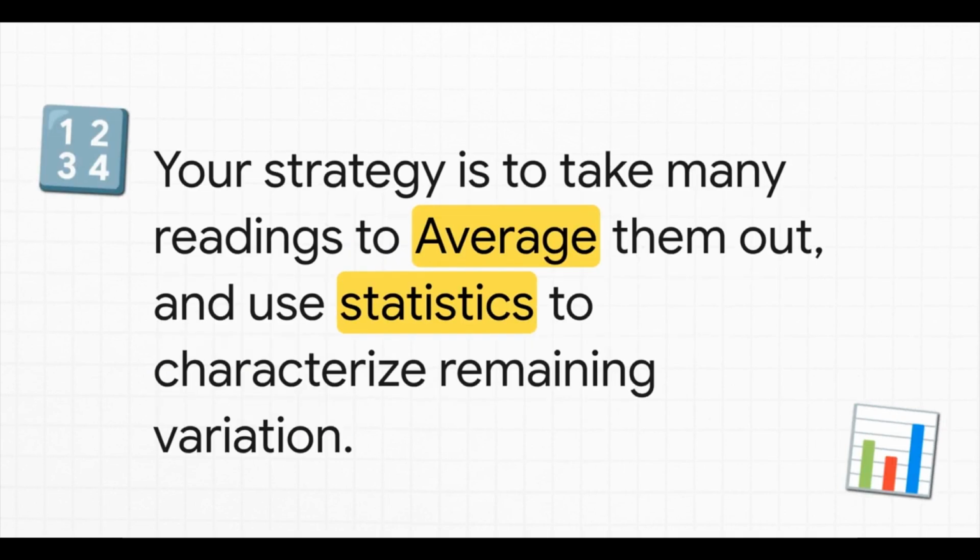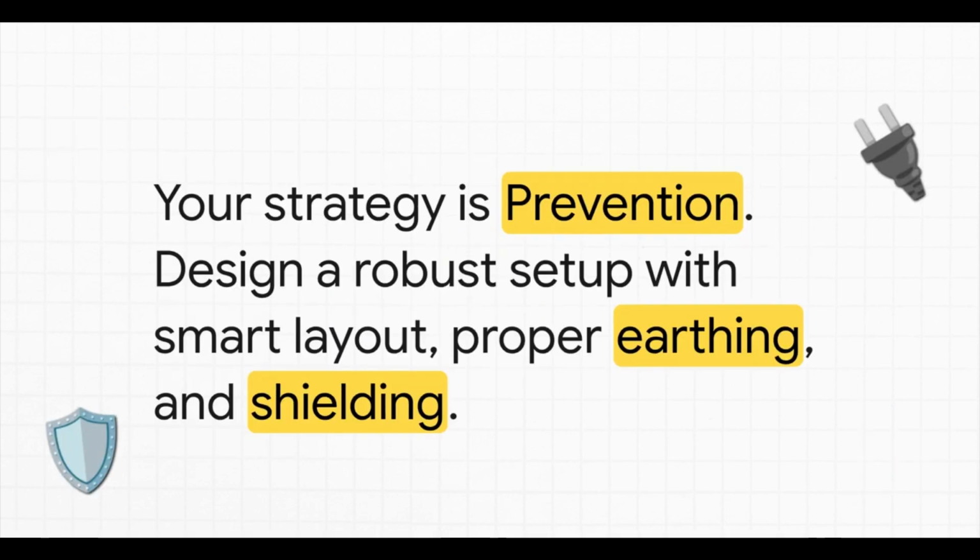Part 2 is for random errors. Your strategy here is to average and characterize. Take a bunch of readings to average out the noise, and then use statistics to describe how much variation you can still expect. And part 3, induced noise. For this one, the strategy is all about prevention. Don't try to fix it later. Design your system correctly from the very beginning with smart layout, proper earthing, and good shielding. An ounce of prevention is worth a pound of cure here.